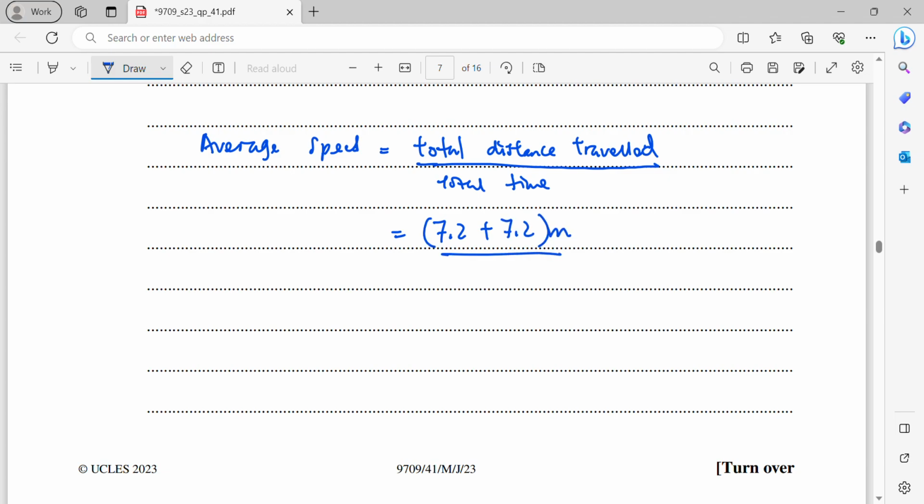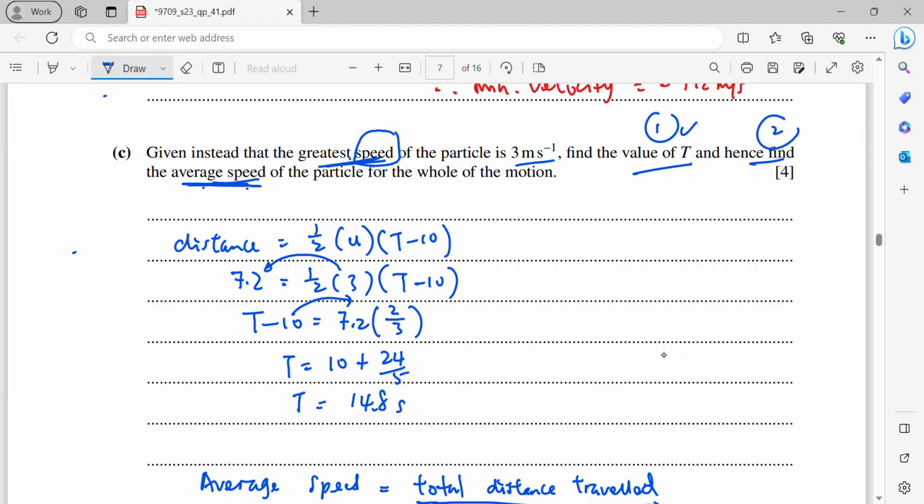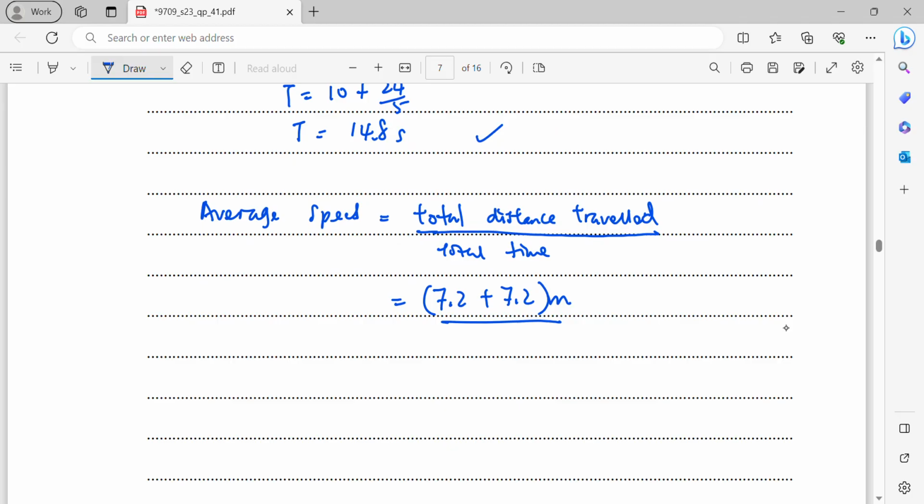Then the time taken, which is our capital T, is 14.8 seconds. Therefore, it will be 14.4 over 14.8 meter per second. So at last, I will be getting 36 over 37 meter per second. So this is the average speed.